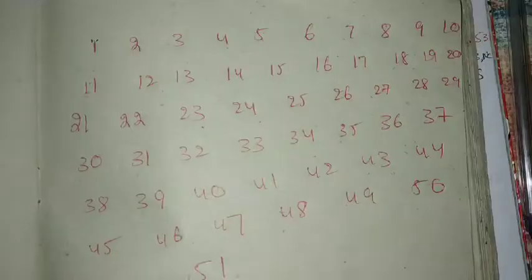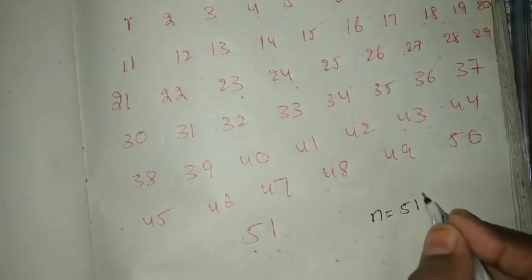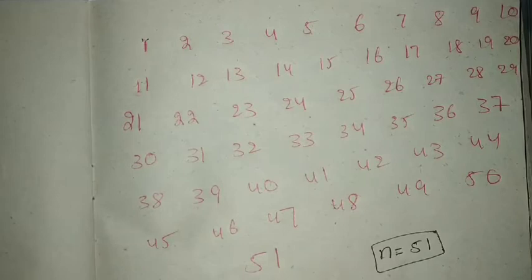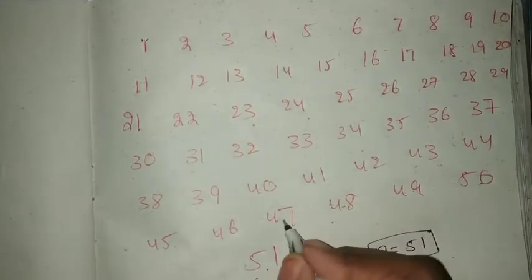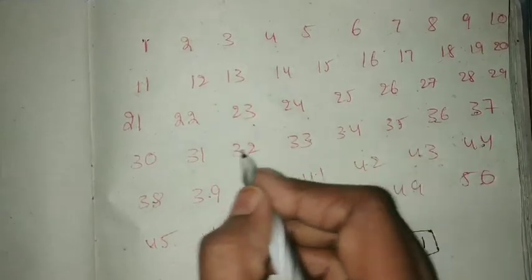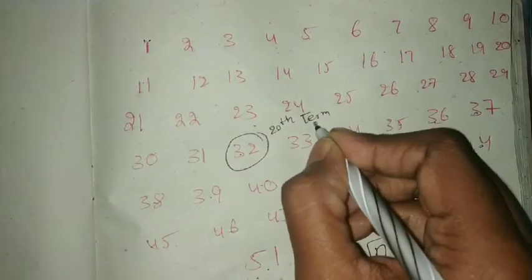Any idea? See here, I am giving you a clear explanation. What we have to find is the 28th term from the last. So we have 51 terms. How do we get 51? Because we found n is equal to 51. So I have written 51 terms here. So what is the 20th term from the end? That means 1, 2, 3, 4, 5, 6, 7, 8, 9, 10, 11, 12, 13, 14, 15, 16, 17, 18, 19, 20. So this is the 20th term from the last.